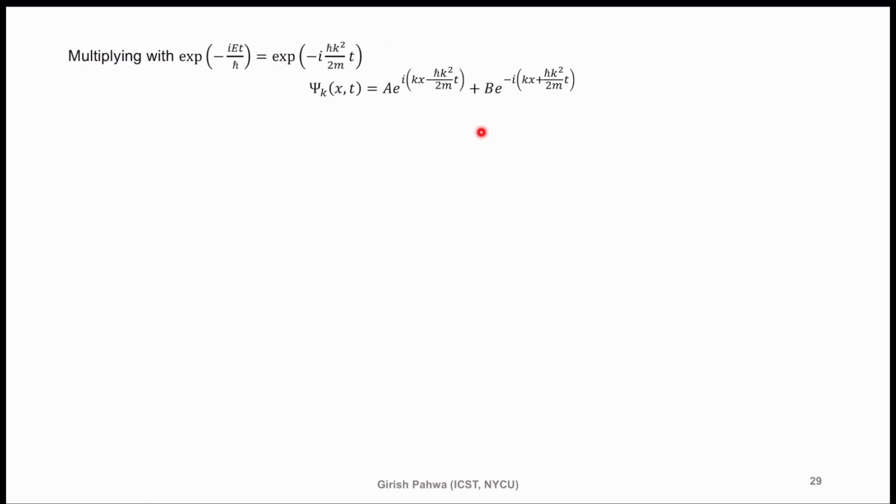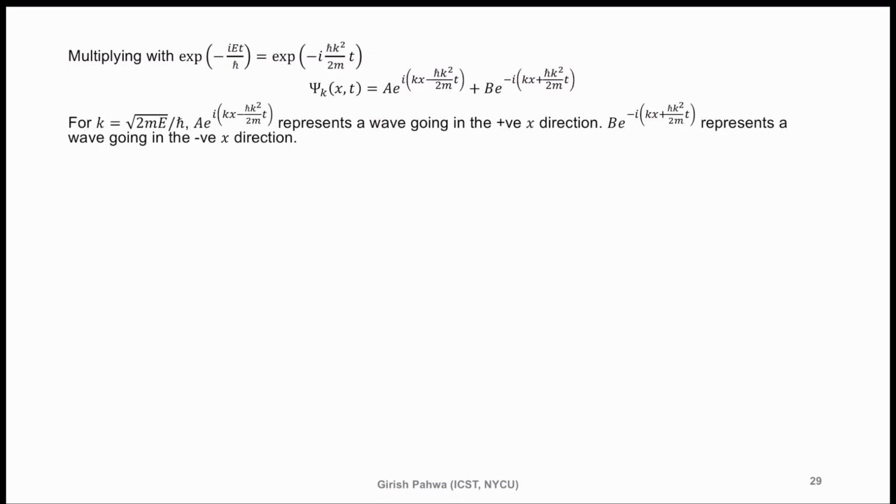What do I get? The total wave function, which is a multiplication of the time independent and time dependent parts, will look like this. Yes? kx minus, and there was a minus, so I took the minus out, so this becomes plus. Okay? So k equals the square root of 2mE over h bar, assuming k is a positive number. As I said, one of them is the wave going in the positive direction. This represents a wave in the negative direction.